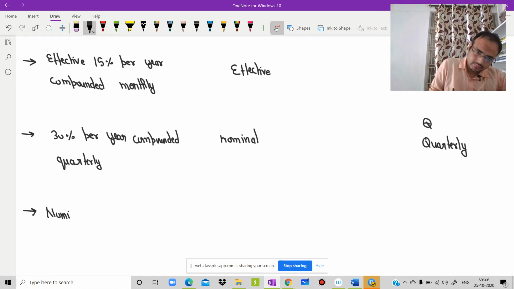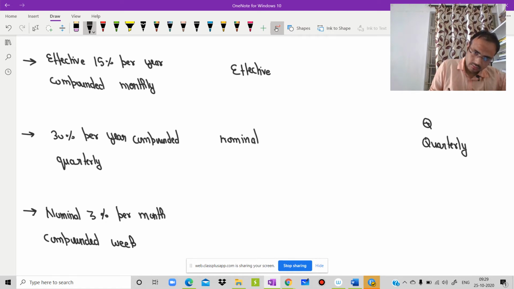Nominal 3% per month, compounded weekly. Again, is it nominal or effective? It is nominal. And again, the compounding period here is weekly.